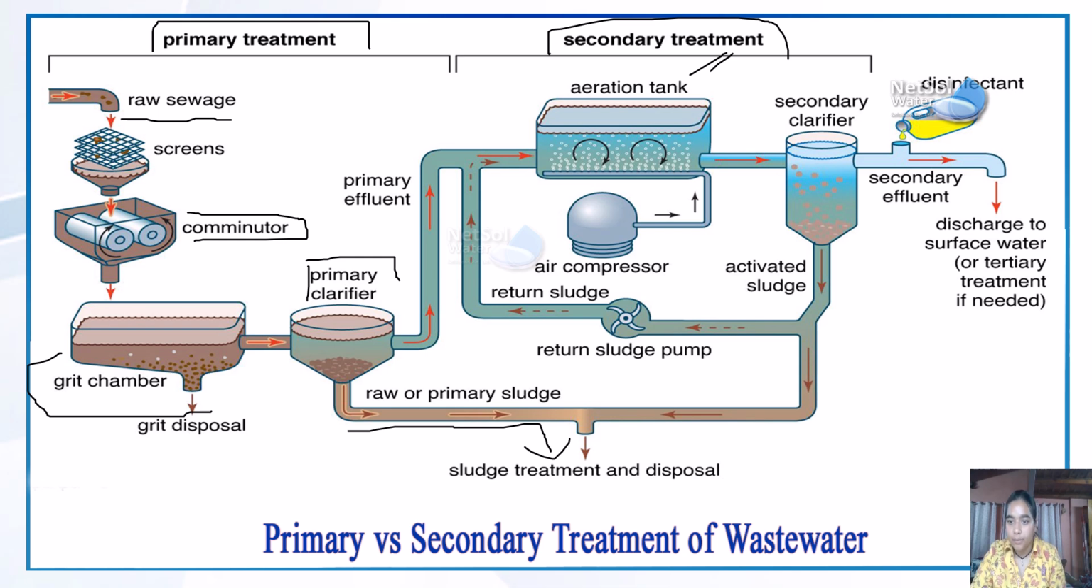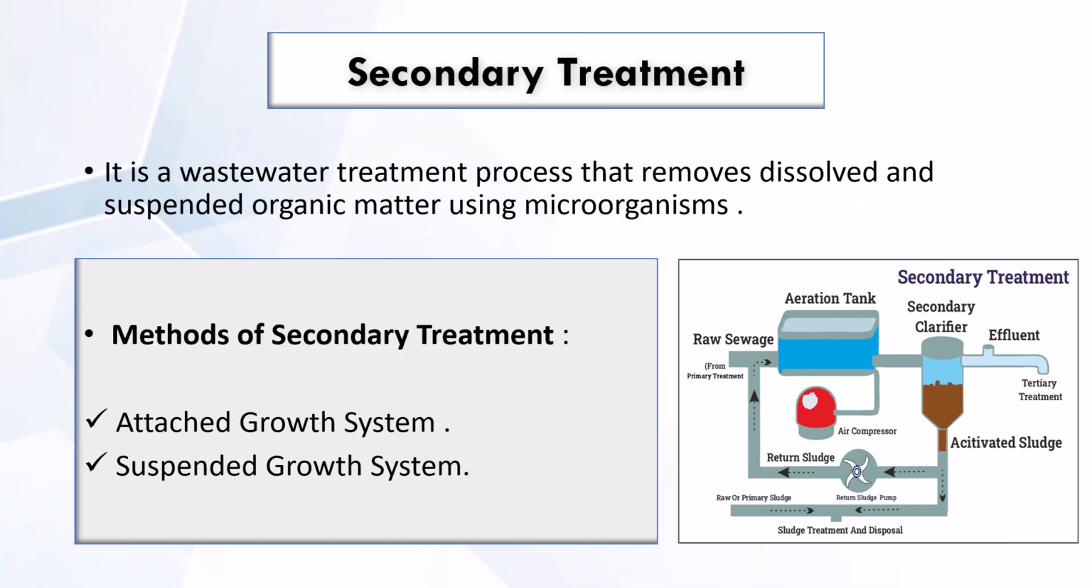Then comes the secondary treatment. Secondary treatment is a biological stage of wastewater treatment aimed at removing dissolved and suspended organic matter by using microorganisms. It relies on microorganisms, mainly bacteria, that break down the organic pollutants naturally present in the wastewater. This stage significantly reduces the BOD level and makes the water safe for further use and treatment. There are two types of methods of secondary treatment.